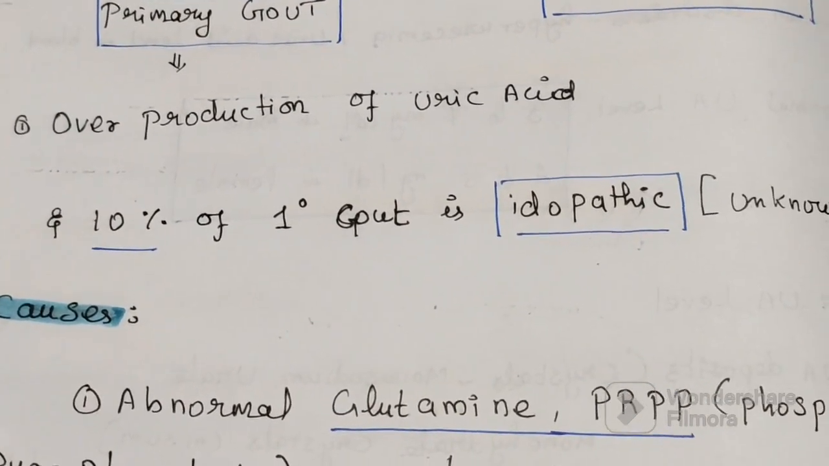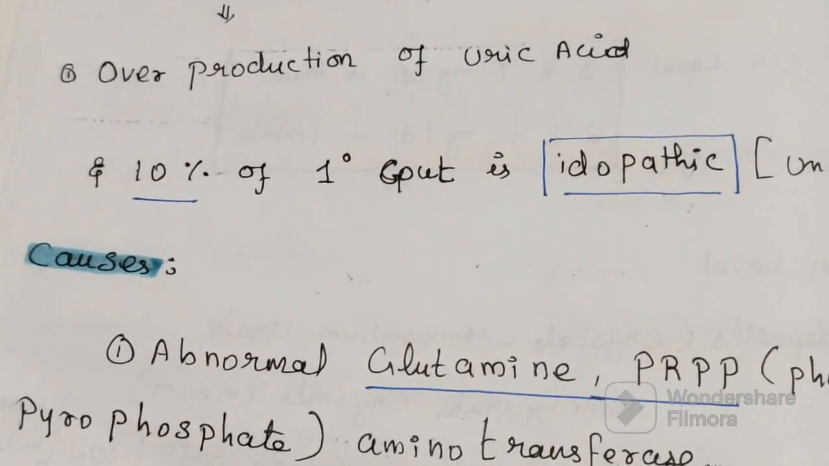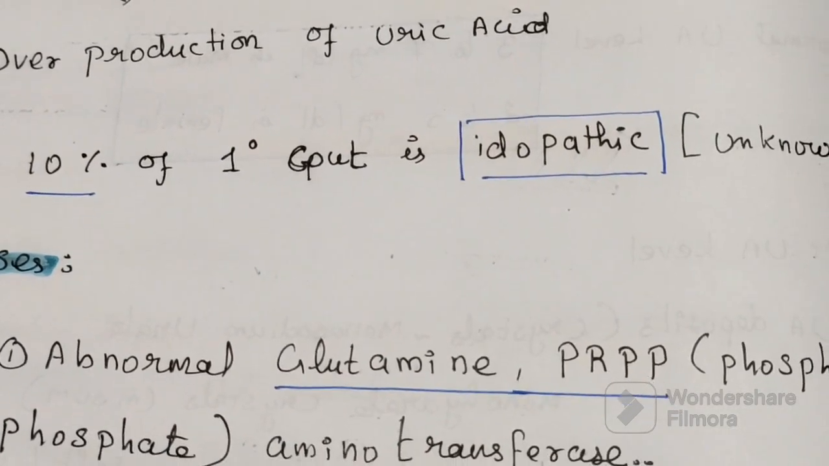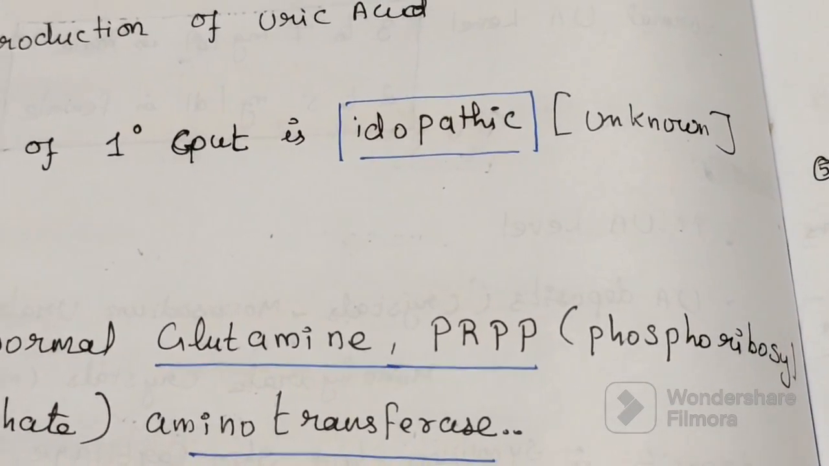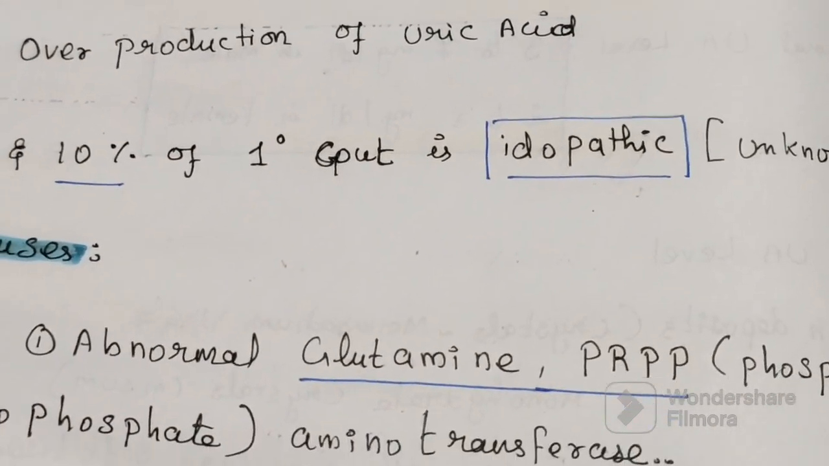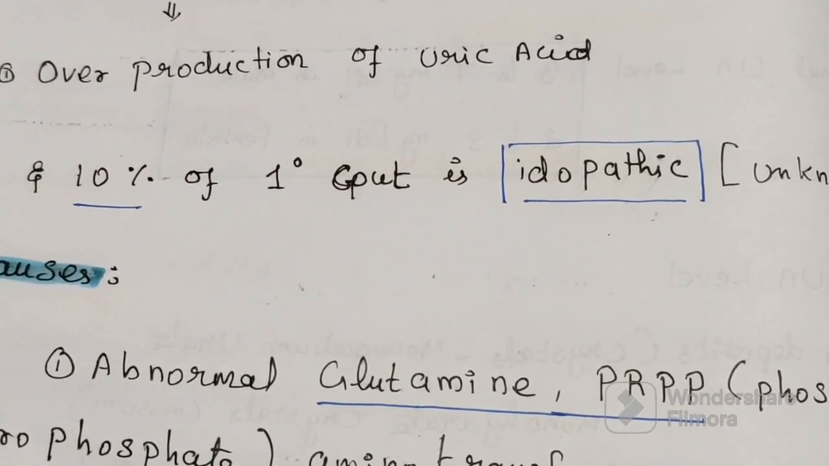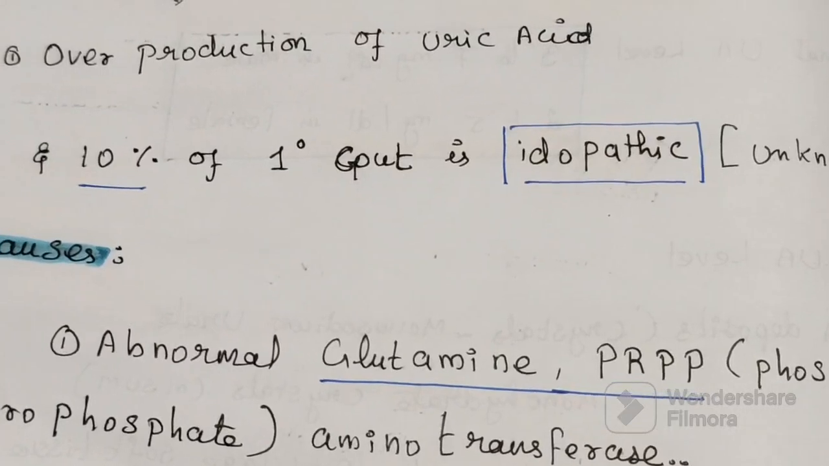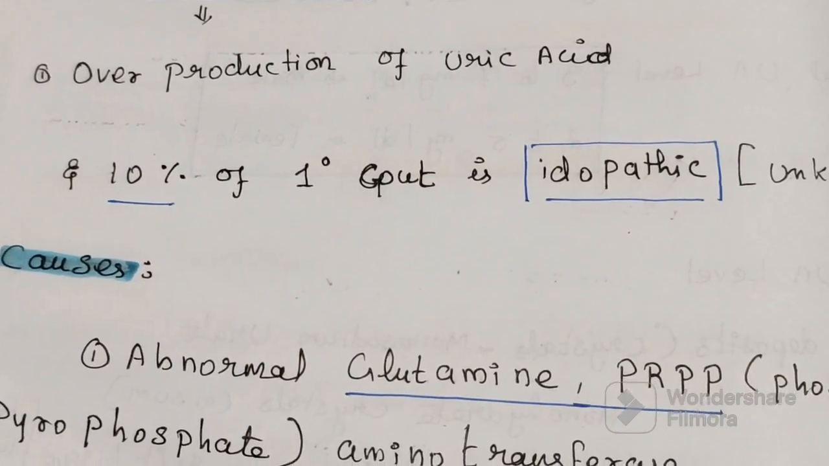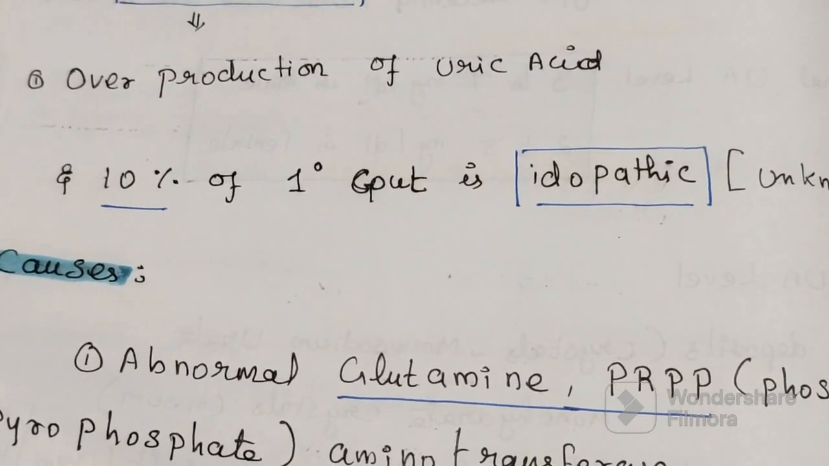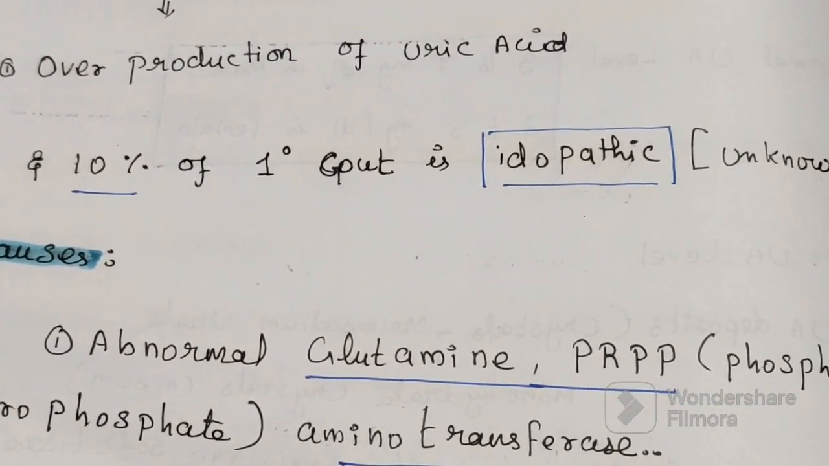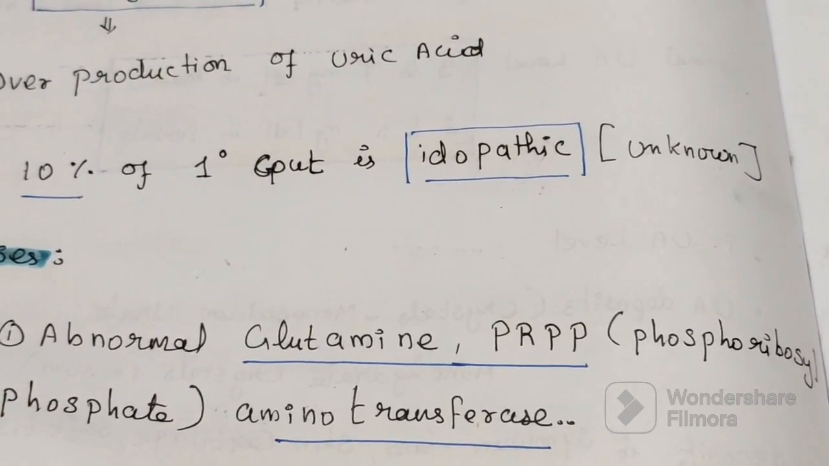So, causes of primary gout. First reason, abnormal glutamine PRPP aminotransferase enzyme, phosphoribosylpyrophosphate aminotransferase enzyme. Its abnormality makes it not sensitive to feedback regulation by the end product, which leads to overproduction of purine nucleotide and uric acid. So the first reason is abnormal glutamine PRPP aminotransferase enzyme.